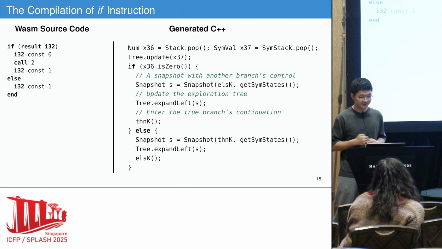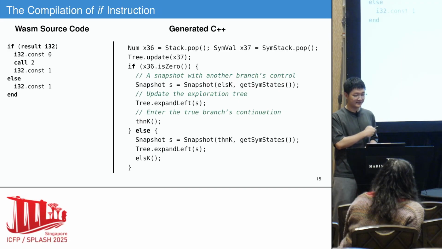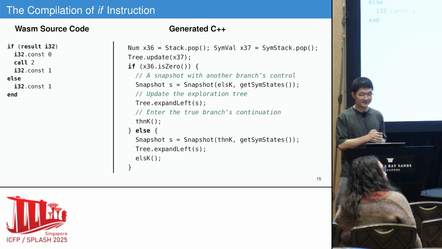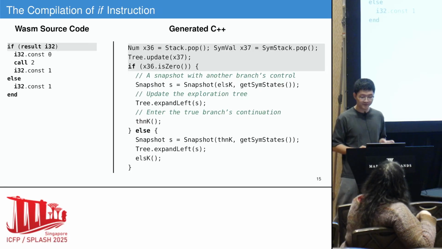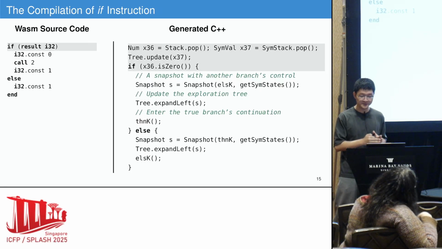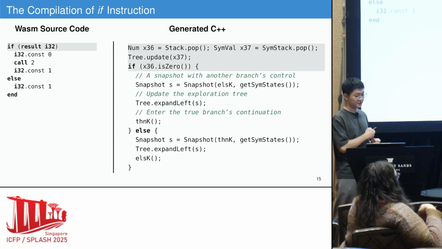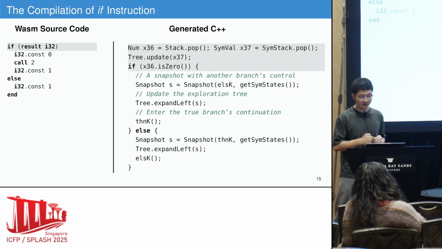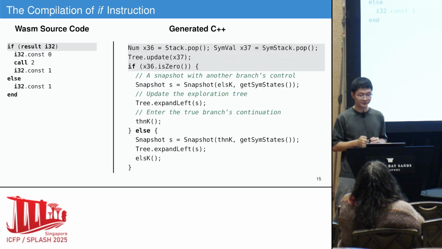And another interesting example is the compilation of the if instruction, because it shows how we utilize the control to achieve snapshot reuse. Here on the left is an example of an if instruction, and on the right is the generated code of it. The generated program first pops the value that represents the condition from the concrete stack and the symbolic stack, and updates the exploration tree with the symbolic condition. And then uses the concrete condition to decide which branch to go.